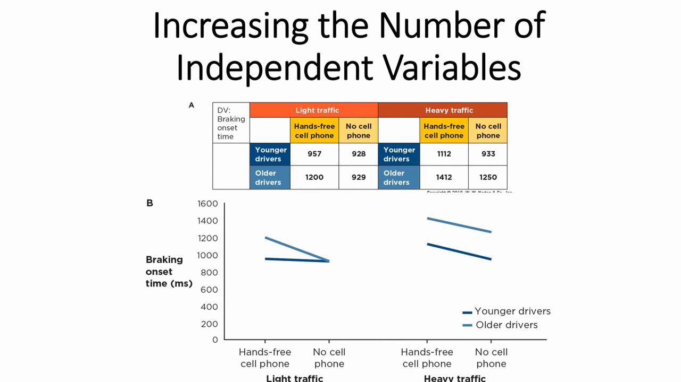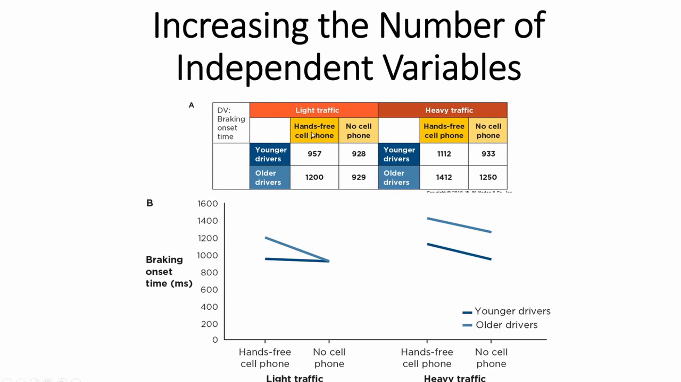All right, so the next slide is looking at what happens when we increase our number of independent variables. So instead of looking at hands-free and no cell phone with young and old drivers, just those conditions, now we're looking at a third independent variable, which is going to be the kind of traffic they're driving in. So light traffic versus heavy traffic.